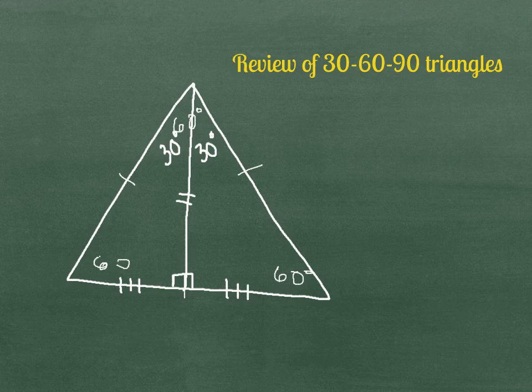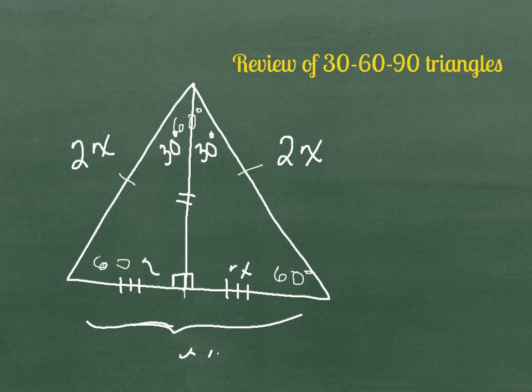And what we can also say is that if we were going to call each side of this equilateral triangle maybe 2x, so this is 2x and this is 2x, and the whole base is 2x, but then it's divided into two pieces. This is going to be x, and that's going to be x. So then we end up with something that kind of looks like this.